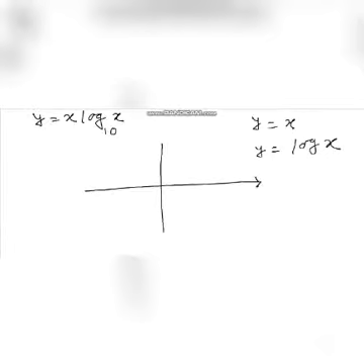To draw this graph, we actually have to know about two graphs first. What are the graphs? y equals x and y equals log x. We all know the graph y equals x. Here is my graph, this is my x axis and this is my y axis, and you know that the graph y equals x is a straight line through the origin.